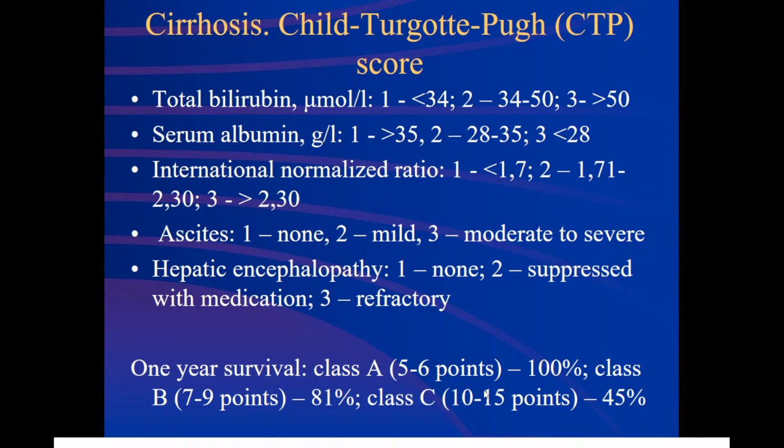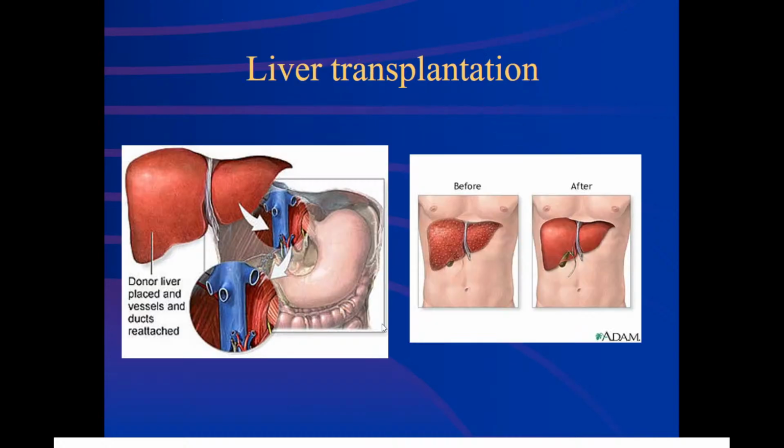Class A has 100% survival. So they shouldn't be hospitalized, and liver transplantation is not indicated for them. Class B is under question and depends on etiology, accompanying disease, and many other specific situations in each person.